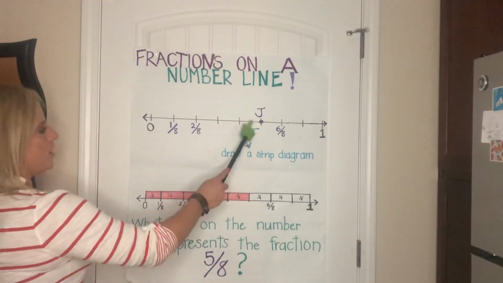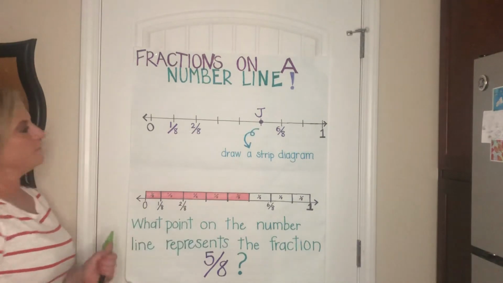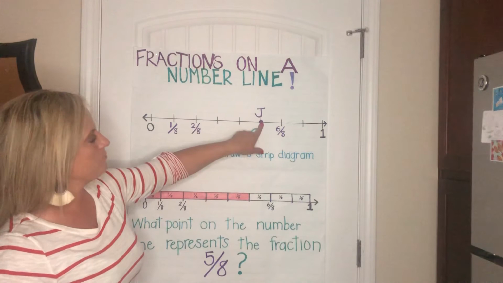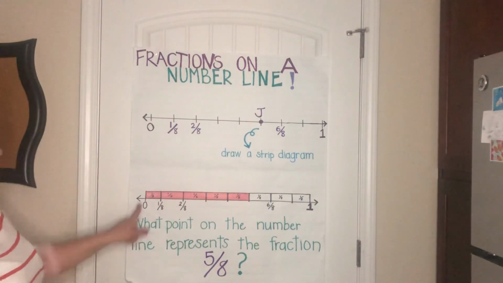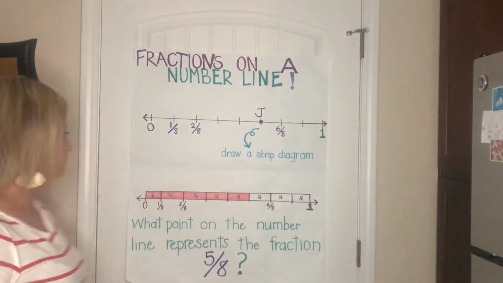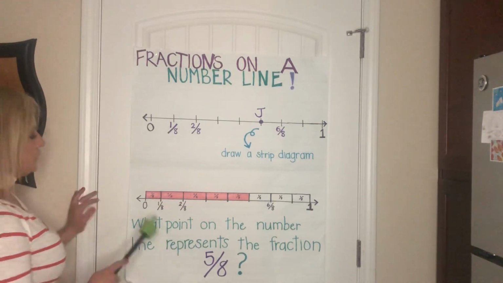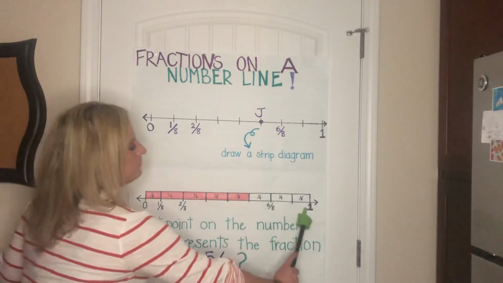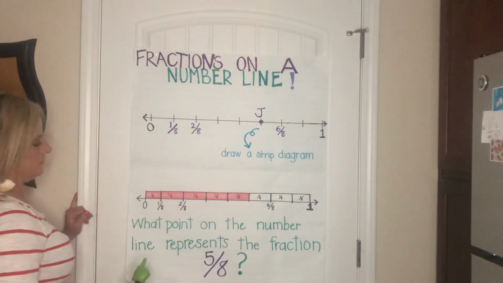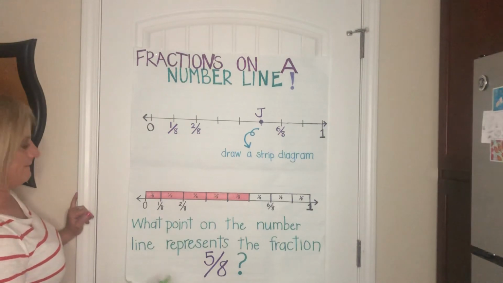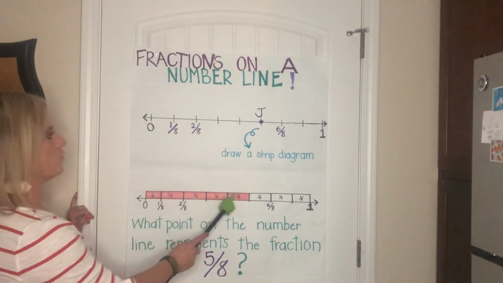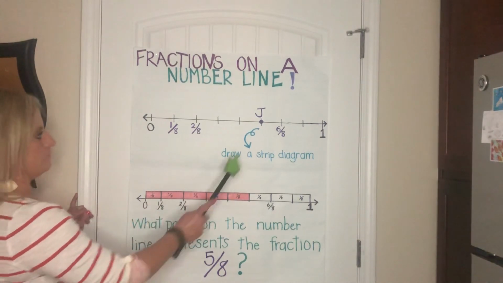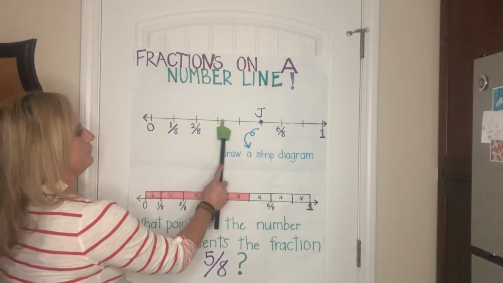And then to help us find which fraction belongs where the point is on J, we could draw a strip diagram, is what they call it, kind of like what I had before. So here again, I broke a number line into 8 equal parts, and I shaded 1, 2, 3, 4, 5. That's my 1, 2, 3, 4, 5.